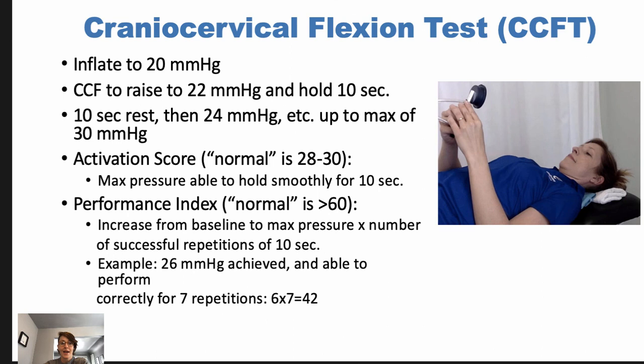And then if they're able to do that, they go back to 20. And then they reset and go to 24, and so on incrementally every 2 until they get to 28 to 30, and they're able to hold that for 10 seconds. Okay. So if they're not able to get to that 28 to 30, then we would say that there's an impairment there.